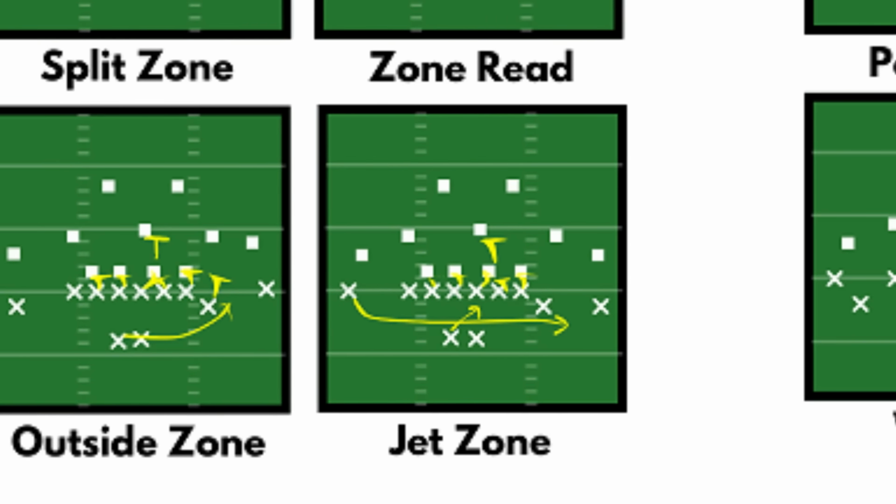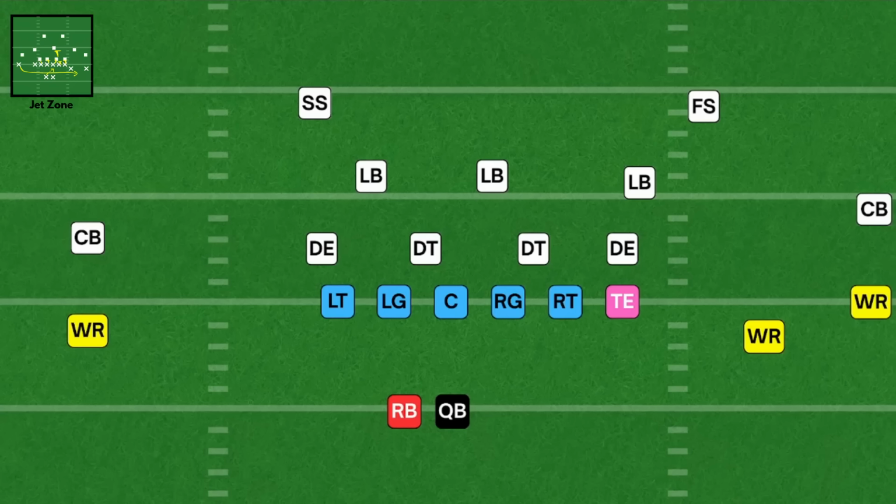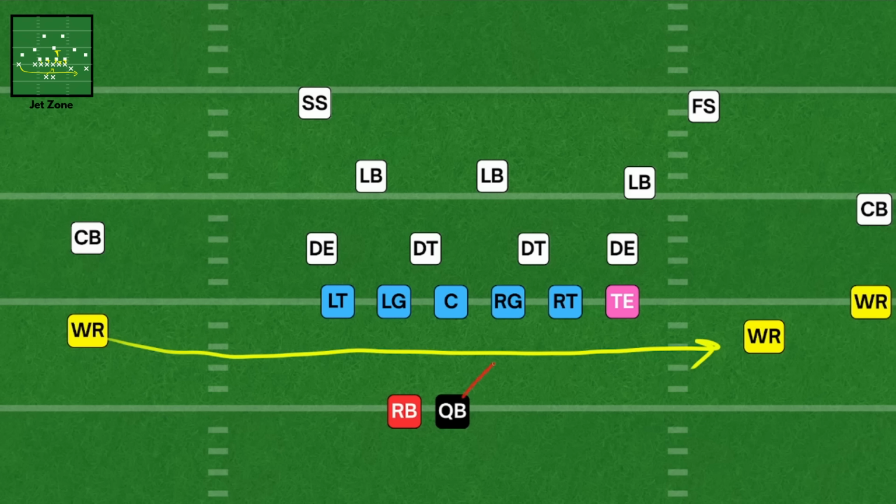Jet zone. Jet zone uses the same blocking principles as outside zone, but involves a receiver who starts in motion pre-snap and sprints across the quarterback at the snap. The quarterback hands off or shovel passes to the receiver in stride, creating a dangerous horizontal threat for the defense. Jet zone forces the defense to account for the full width of the field and might catch defenders trying to cheat wide to make a stop.